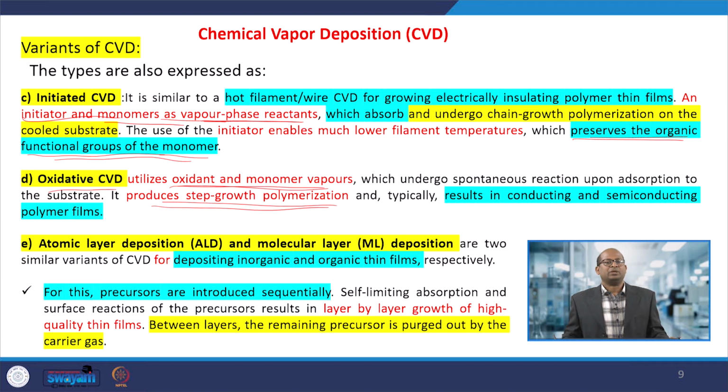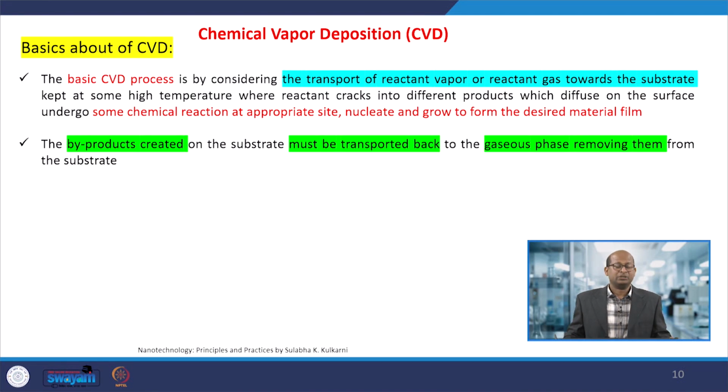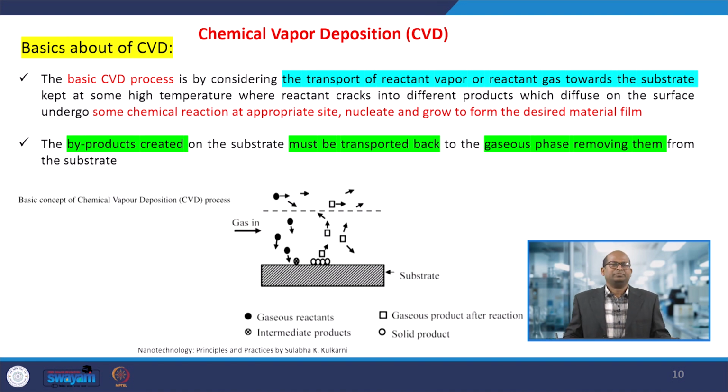Here, with these two types of CVD variants, we can develop layer by layer film formations on a particular substrate. Between layers, different precursors may be present, which may be purged out by the carrier gas also. In this process we have the advantage of layer by layer deposition of a particular film. Okay. So the basic process in this is the CVD process.